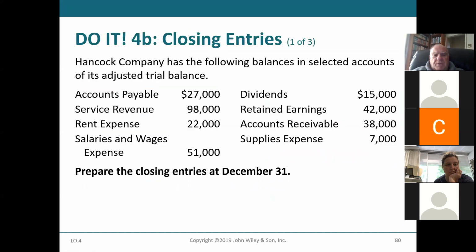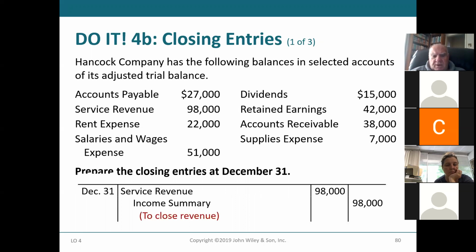Closing entries. Prepare the closing entries. Do you have a piece of paper in front of you? Why don't we try to do it? What do we close, first of all? We close only what's on the income statement. So we can ignore accounts payable. I see service revenue for $98,000. We're going to have to debit service revenue $98,000. I see rent expense, salaries and wages expense, and supplies expense. Those have to be credited.